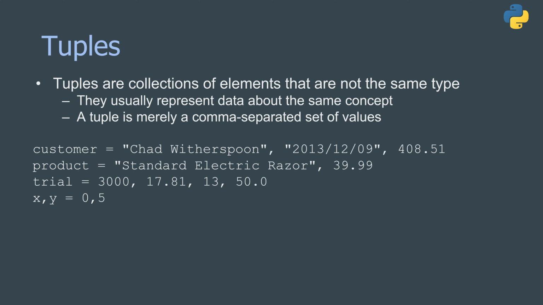Lists are used for multiple values of the same sort. So I might have a list of all the balances owed of all of my customers. But this one is a horizontal slice that's kind of showing me all the information about this Chad Witherspoon person. Okay? And those values can all be different types.